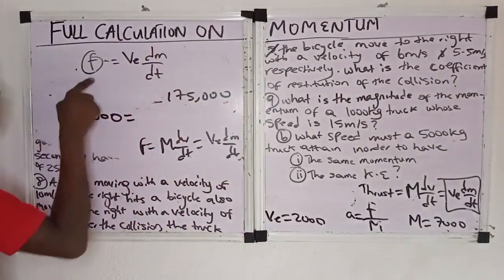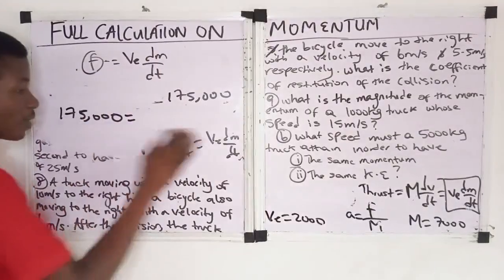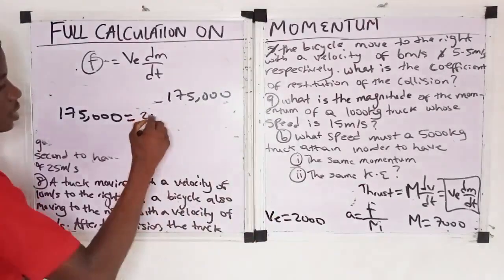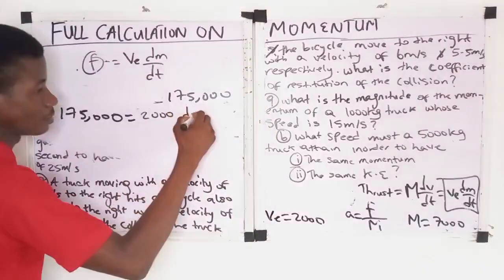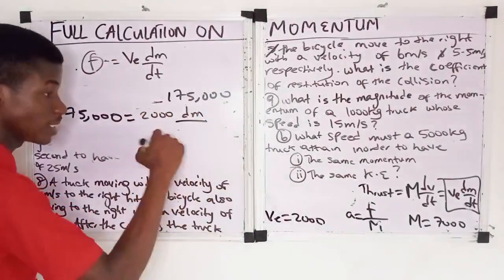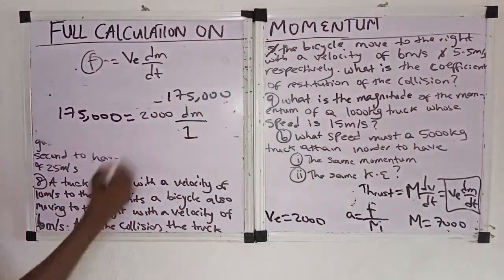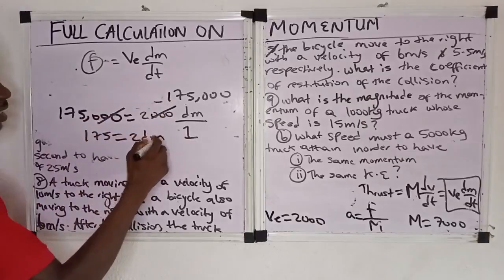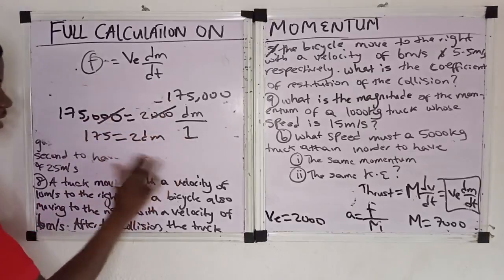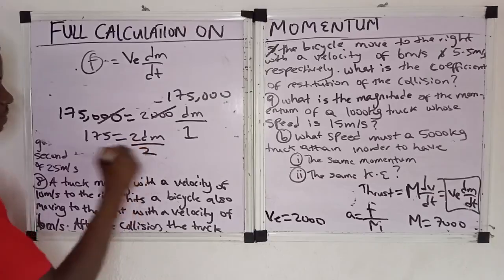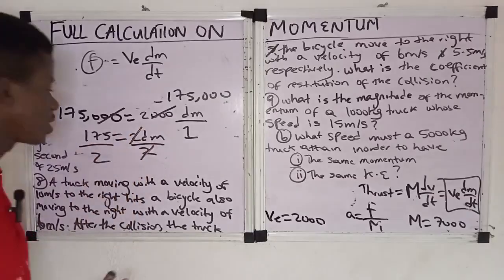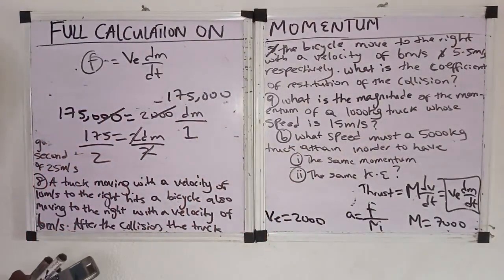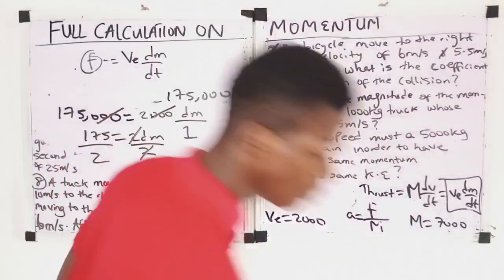So we look for F first. Once we have gotten our F to be 175,000, our ejection velocity is 2,000. Then we're looking for dm. Now remember the t is the same in the first second, so 1 second. This zero will cancel this zero. We are left with 175 equals 2 dm divided by 1. Anything divided by 1 gives you the same thing. So we are looking for dm. Let's divide both sides by 2. This one will cancel, this one will cancel. 175 divided by 2 will give us 87.5.